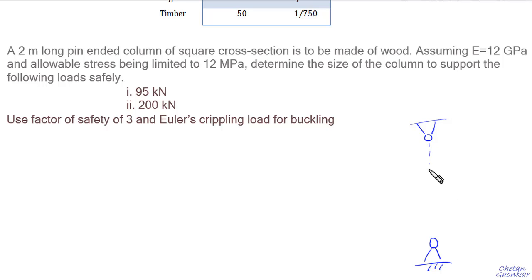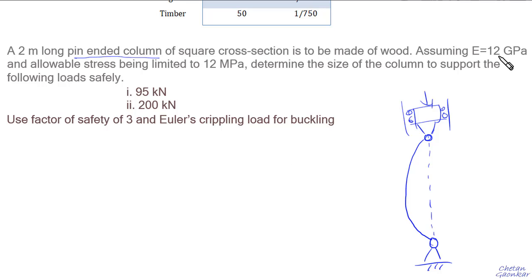If this is the initial column, then after buckling, it will be somewhat like this. So after applying some load, it will buckle somewhat like this. Since it is a pin-ended column, on both the ends I have shown a hinge joint. The cross section is square and made up of wood. So here we are using a wood material.